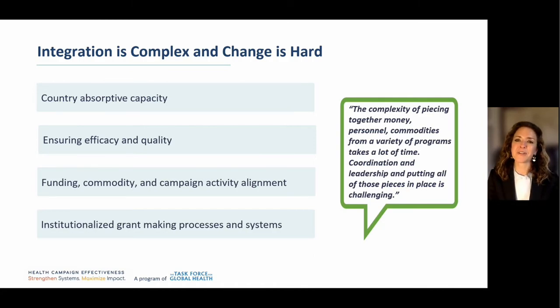So an interviewee shared this complexity with me by saying, the complexity of piecing together money, personnel, commodities from a variety of programs takes a lot of time. Coordination and leadership and putting all of those pieces in place is challenging.